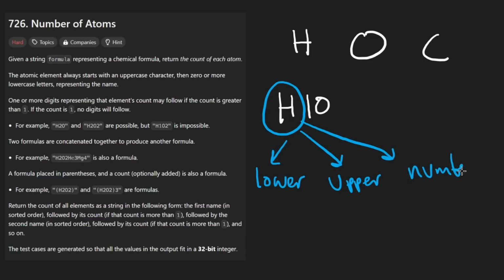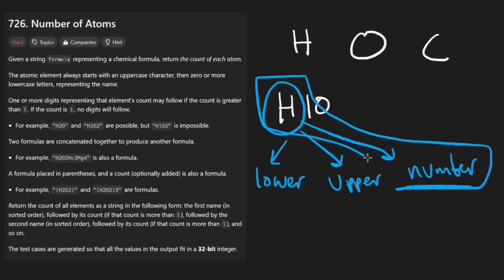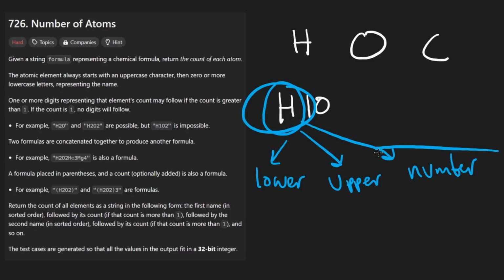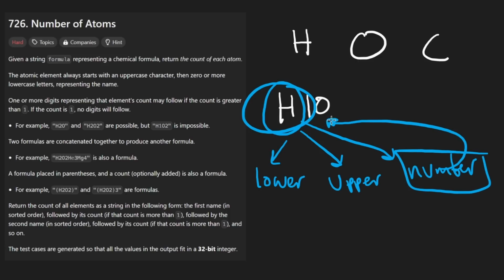Now, if there's a number, there could be more than one number. So we kind of want to find the last digit. And once we find that last digit, now we found the base case. I'm probably not using that term correctly, but basically what I'm saying is we found that unit. Now we've stopped, right? Now we found that group. Because H by itself, if there's a number coming after it, that's not good enough for us. We need all the numbers that come after it. We need to know how many hydrogens there actually are.